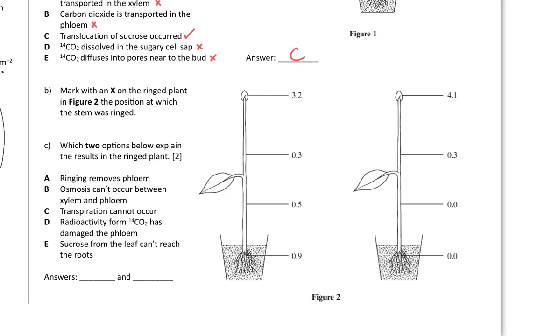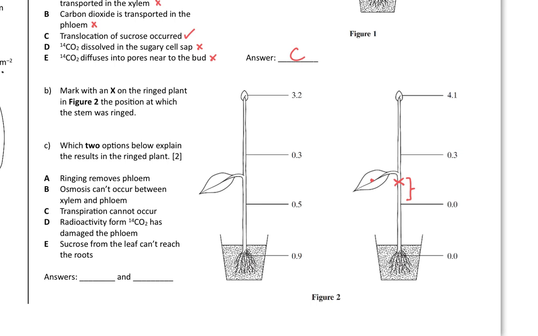Question B, hopefully you did this and didn't miss it out. Mark an X on the ringed plant in figure 2, the position at which the stem was ringed. Well, I need to know the ringed plant first of all. It's the right-hand one, because that's got 0 radiation here and here. So I've stopped the radioactivity moving. So it must be, and that was the leaf that was given radioactive carbon dioxide, so I'd be putting it around here. But anywhere in that zone would count.